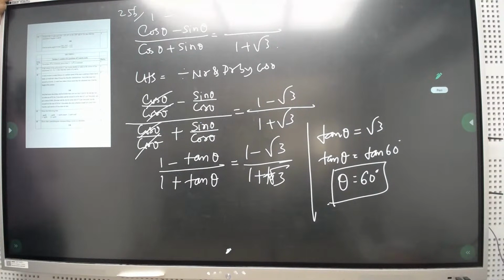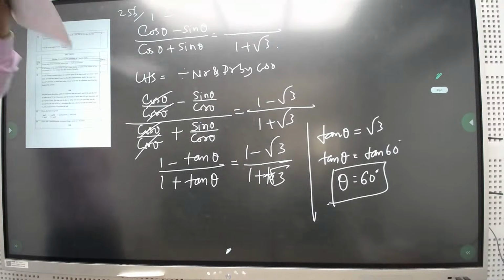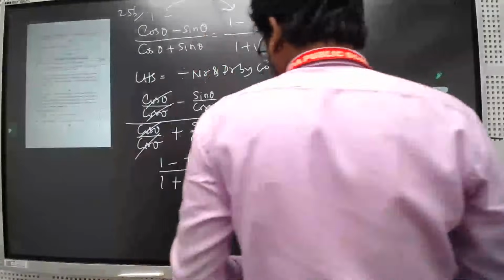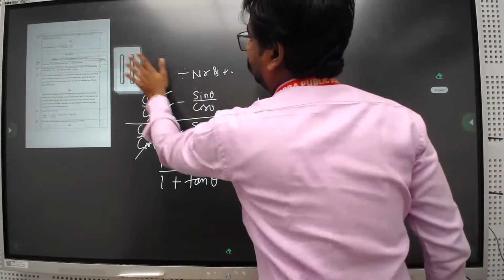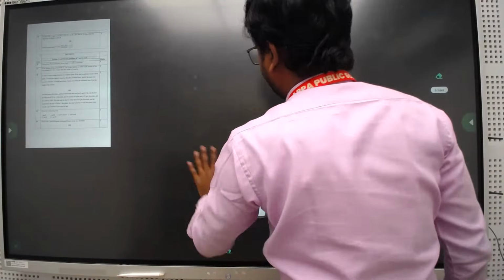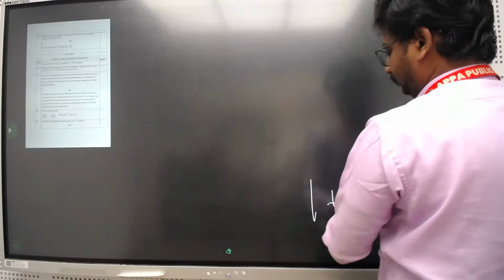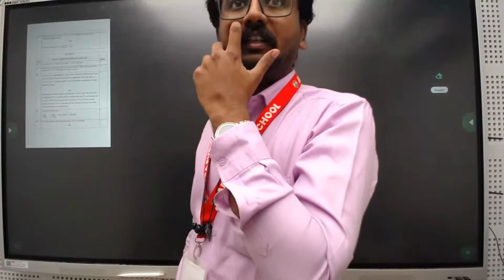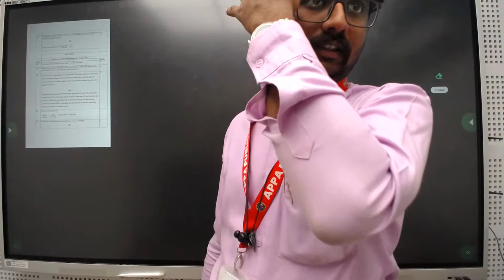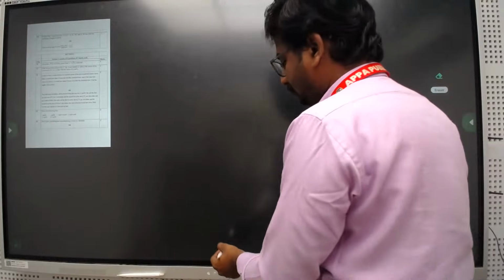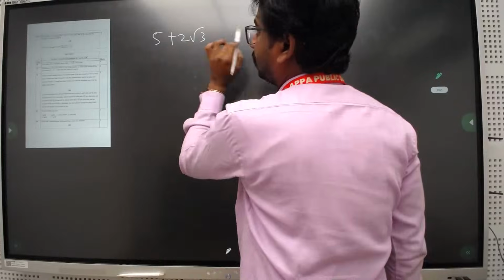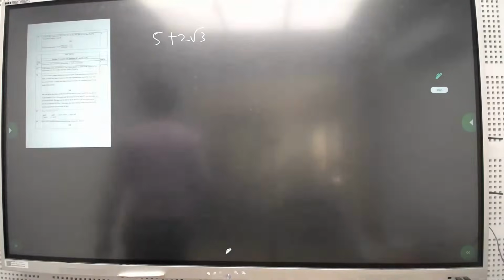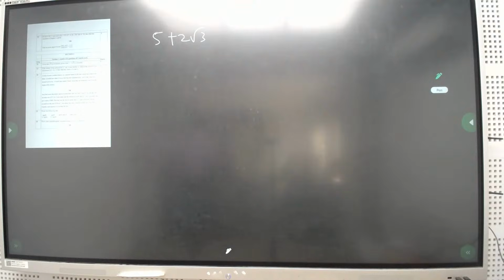Completed? Okay. Question section C, you note down the heading. Section C. The question is, given root 3 is irrational. Already they said root 3 is irrational. They didn't ask to prove that. Given root 3 is irrational, then prove that 5 plus 2 root 3 is irrational. Actually easy. But the statements we have written in the class work, that is important.